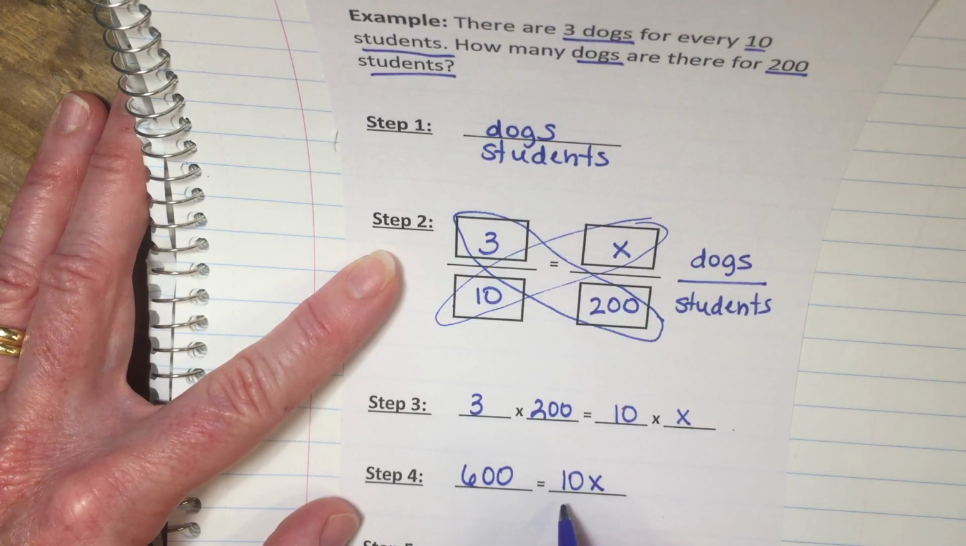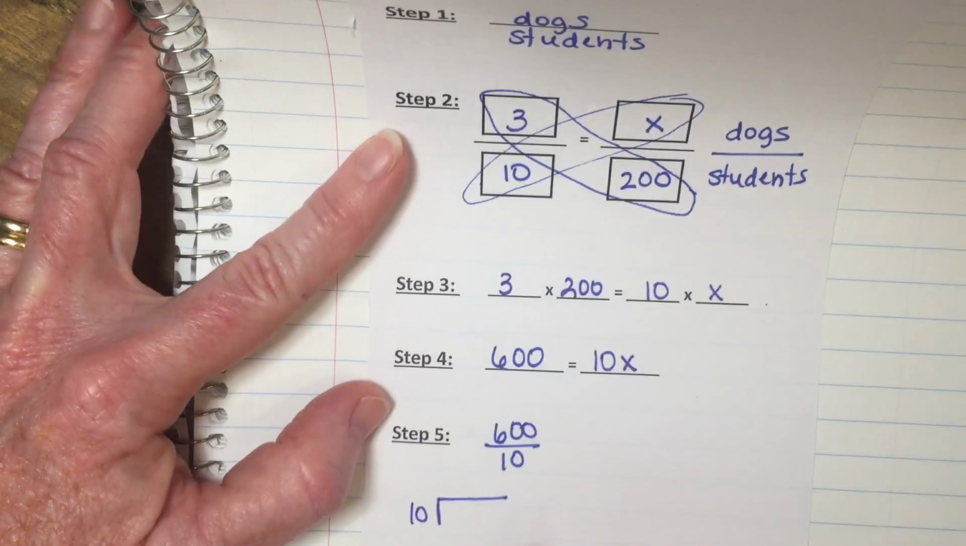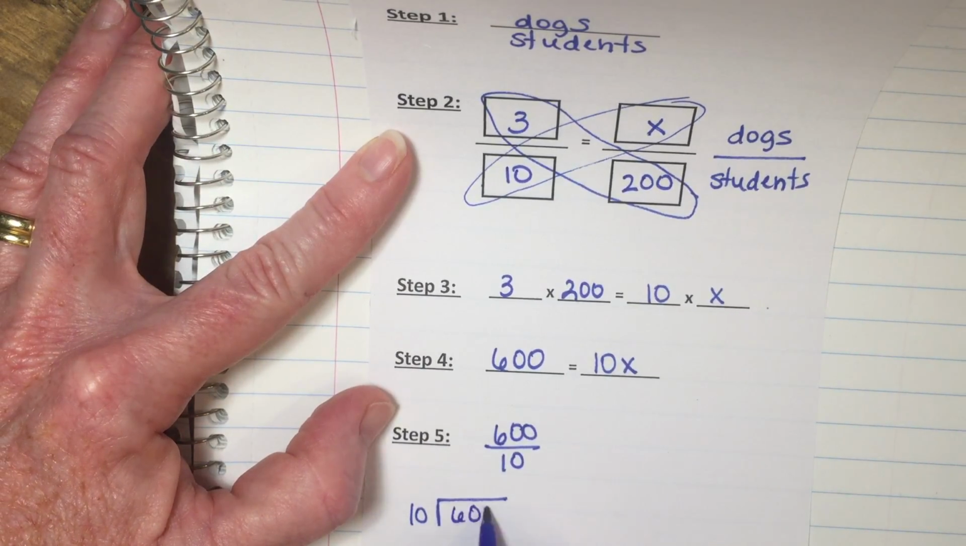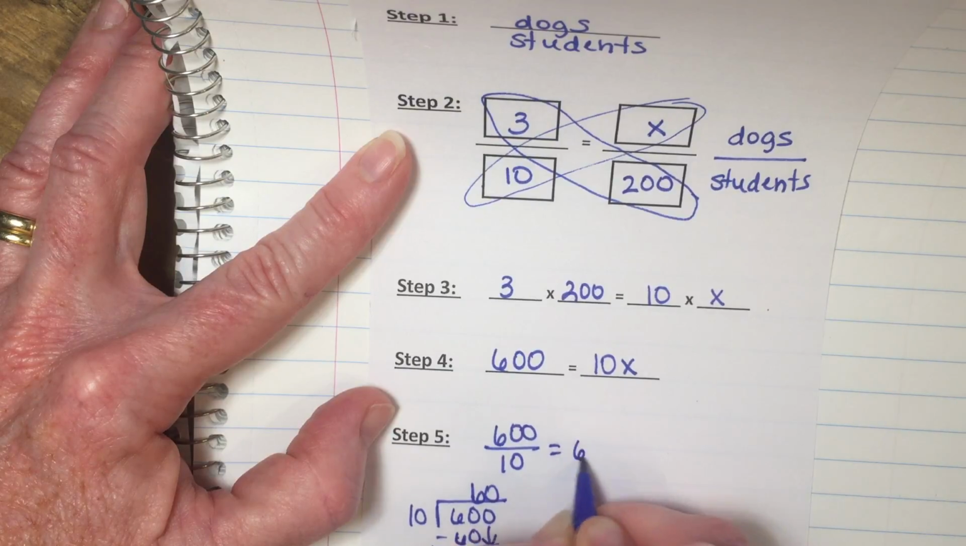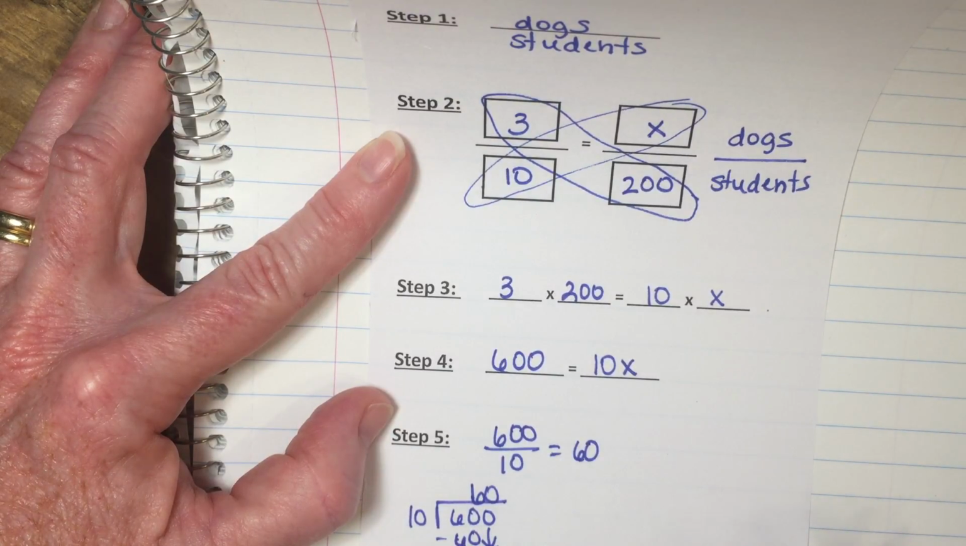So if I divide 600 by 10, now, if you're not sure what that is, you can work it out completely. 10 will go into 600. It'll go into 60 once, or sorry, 6 times. And when I subtract 60, I get 0. Bring down my 0. 10 will go into 0, 0 times. I don't have anything left to bring down. My answer is 60.